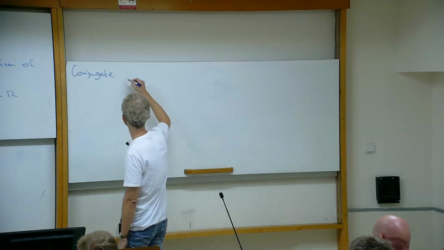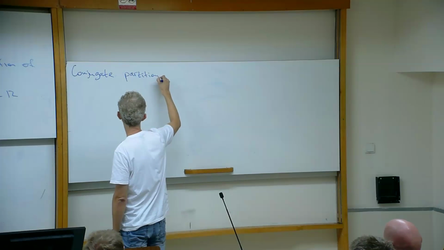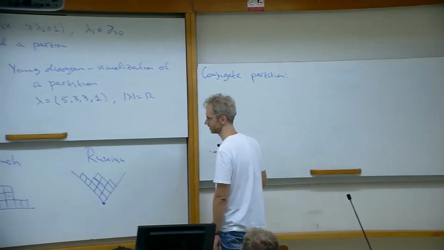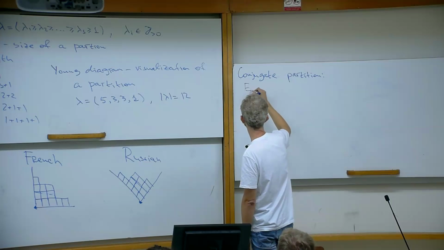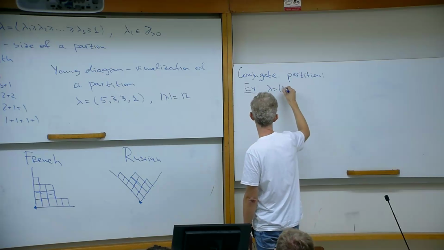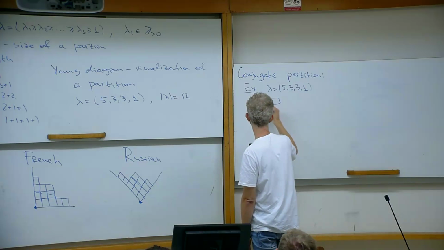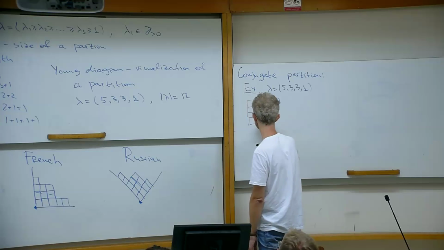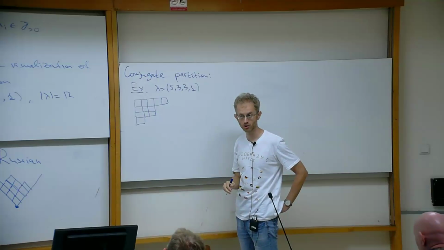Okay, so conjugate partition. This is a very simple thing. Again, let me give you an example, and then we'll give explicit definitions. If I start with the same lambda being 5, 3, 3, 1, and then I draw it in the English notation, you remember these 5, 3, 3, 1 are rows. Now let me look at columns.